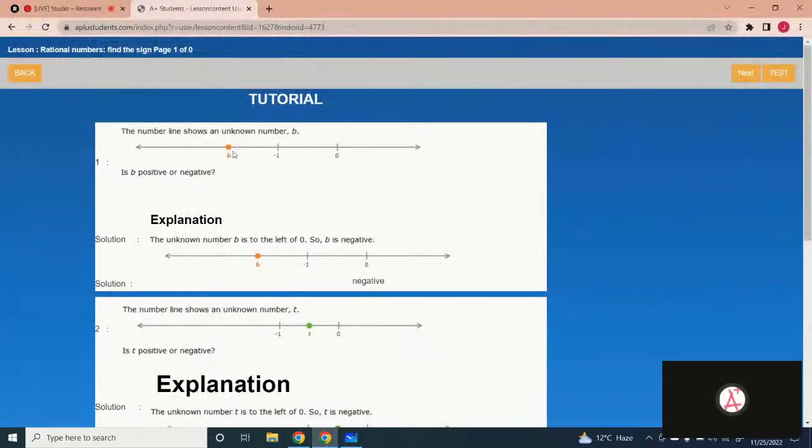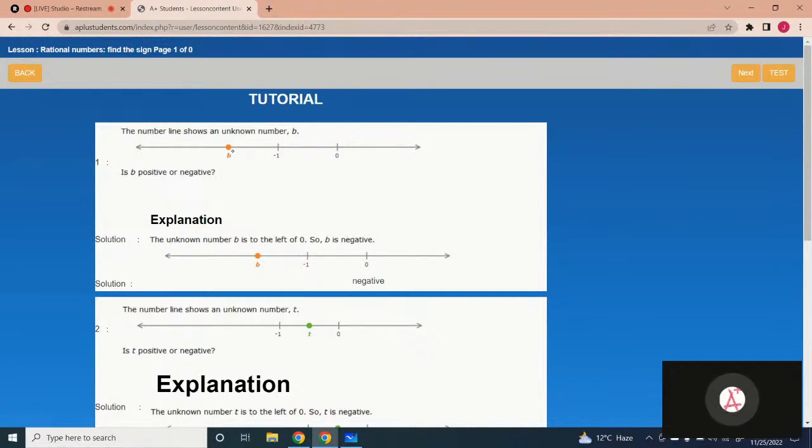Okay, the number line shows an unknown number B. Is B positive or negative? So just look at the number line. No, no, no. I don't have a touch screen computer. Okay, the number line shows an unknown number B. Is B positive or negative?